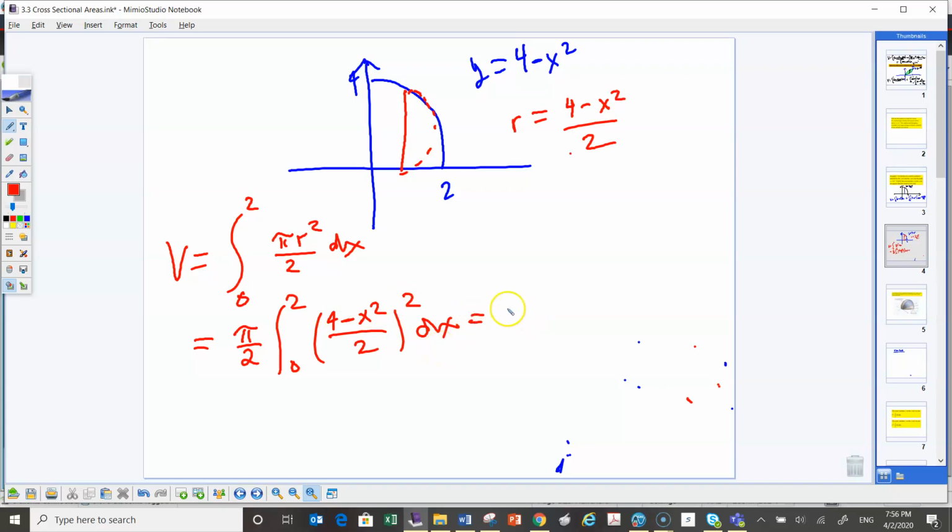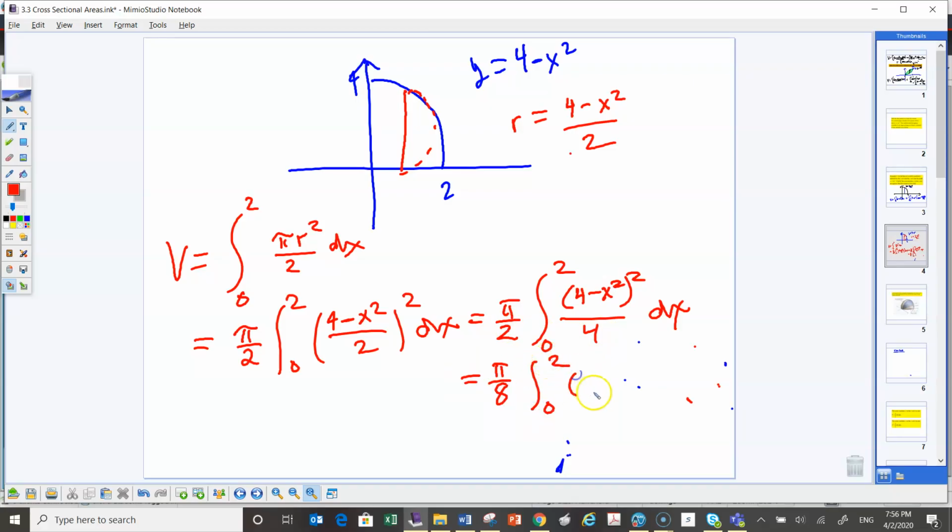You could simplify this a little bit. This would be pi over 2. Squaring the top is just 4 minus x squared, all squared. Squaring the bottom is 4. And if you want, you can bring this 4 out front and times it by the pi over 2 to get pi over 8. The integral from 0 to 2 of 4 minus x squared, all squared, dx, and that would be your integral. And now we just punch this into our calculator.